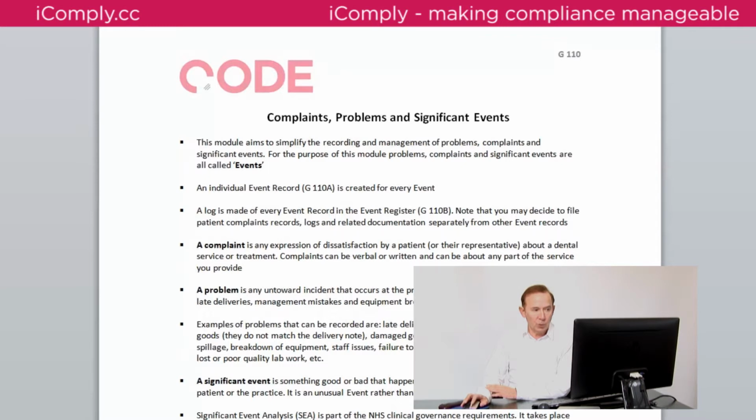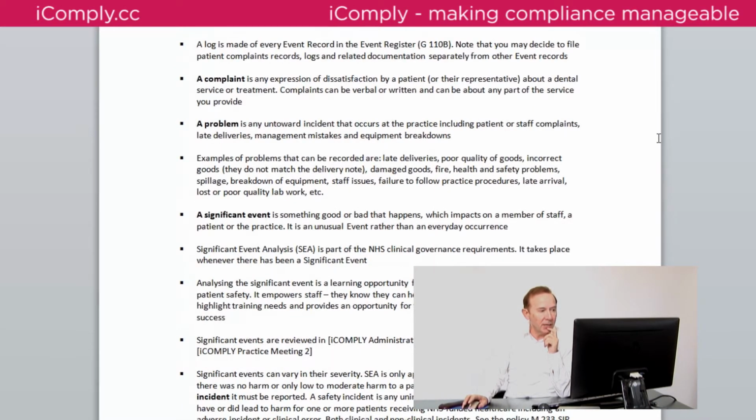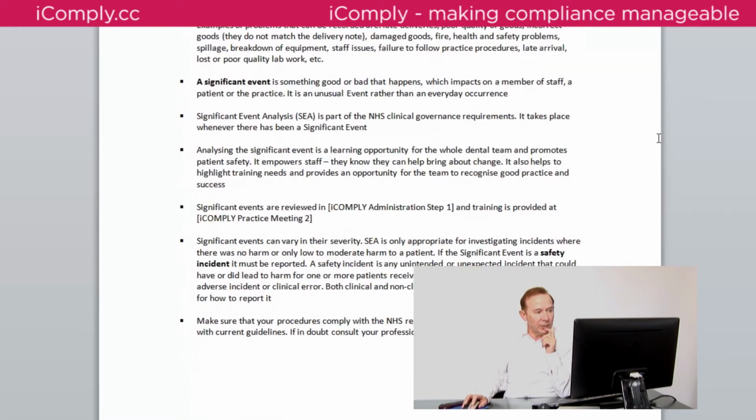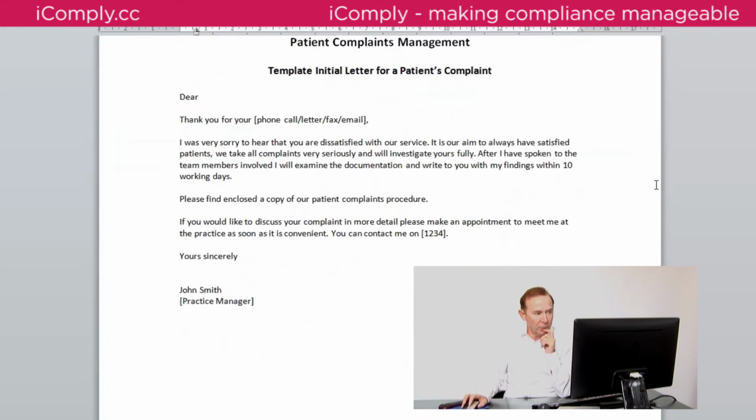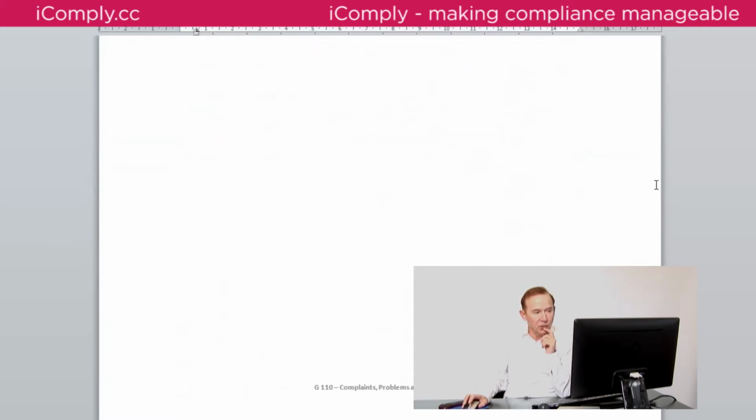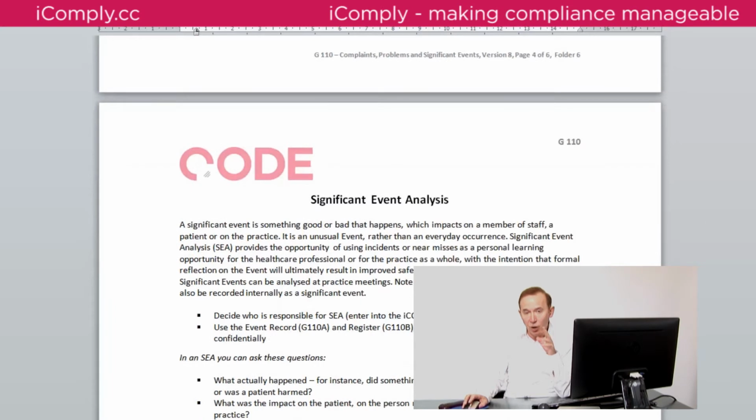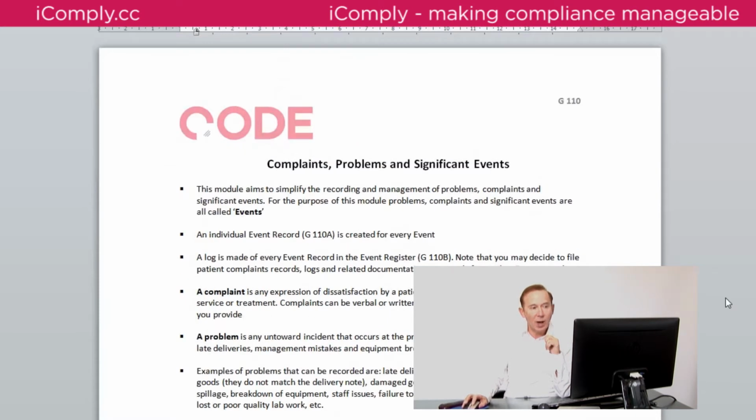And this is the overview document of patient complaints, problems and significant events. It tells you about patient complaint management, and it gives you some overviews, and then it gives you an initial letter for a patient's complaint. So you would start off by reading the overview document. All code documents are in the same format. We have an overview document, usually has a number, G110, and then the documents that are related to it will be A, B, C and D. So that's the overview document.